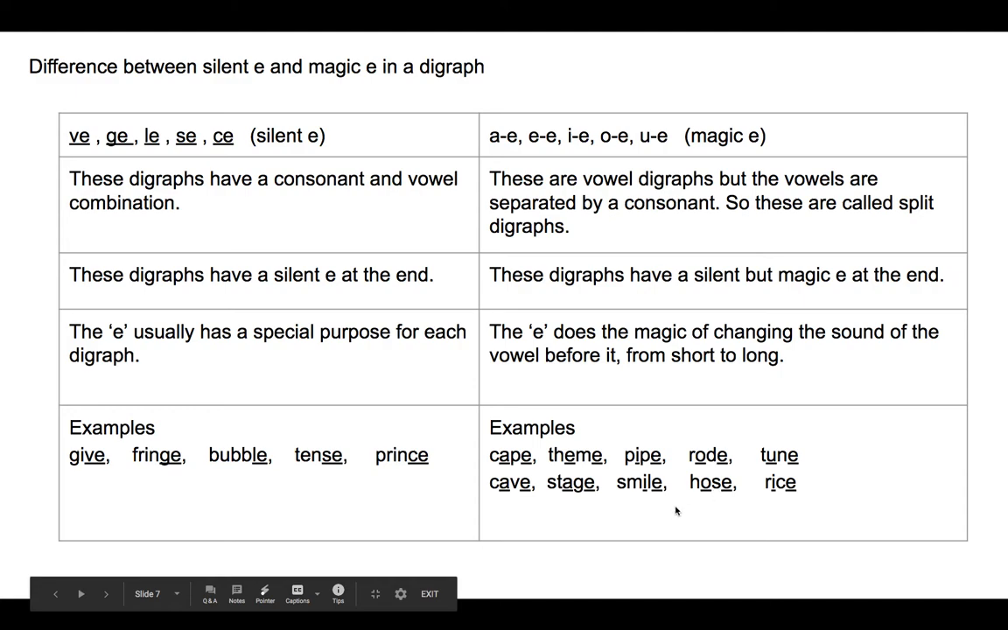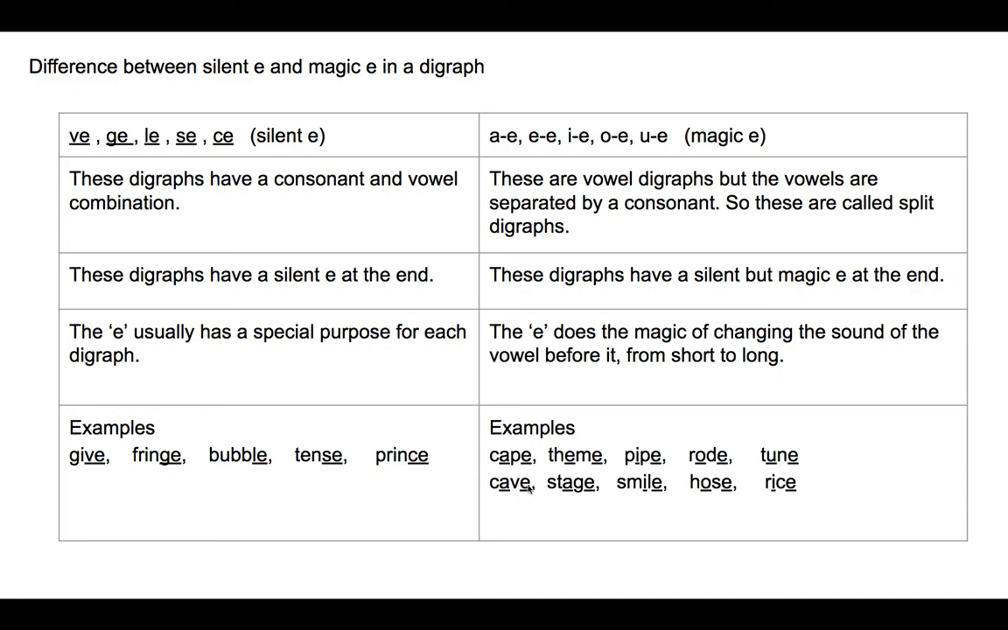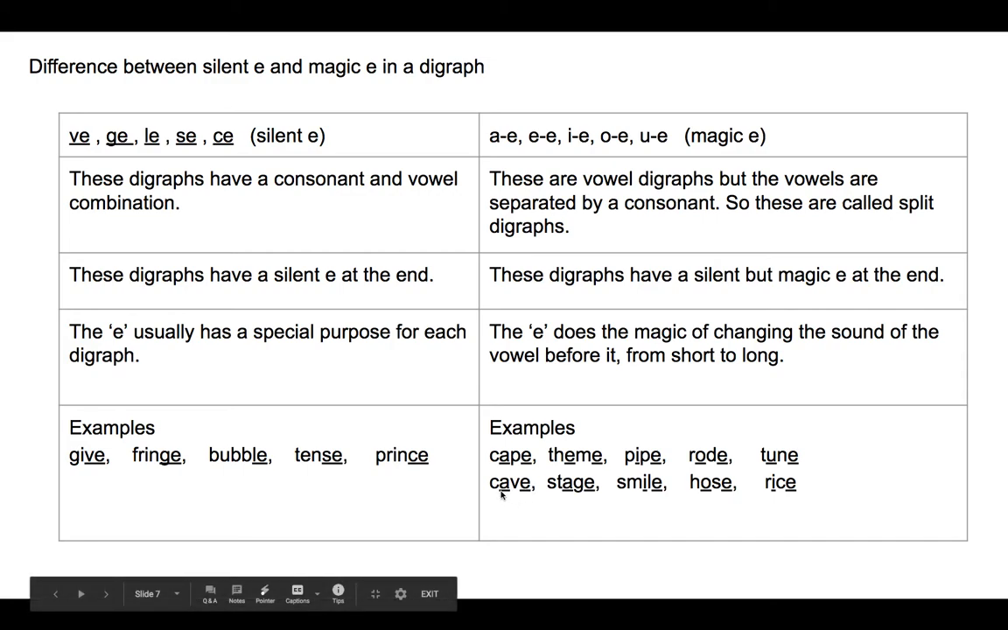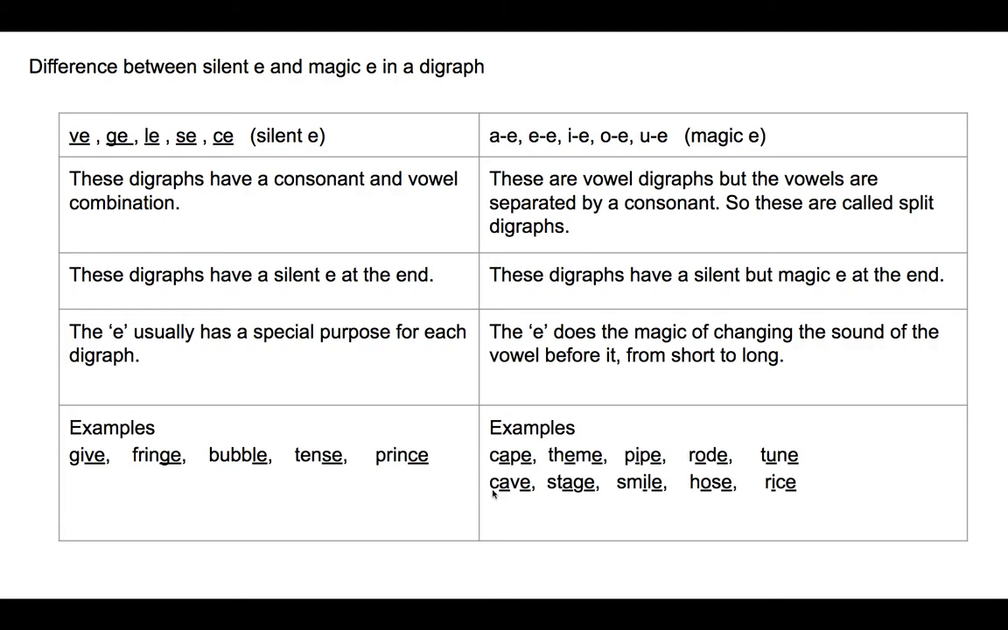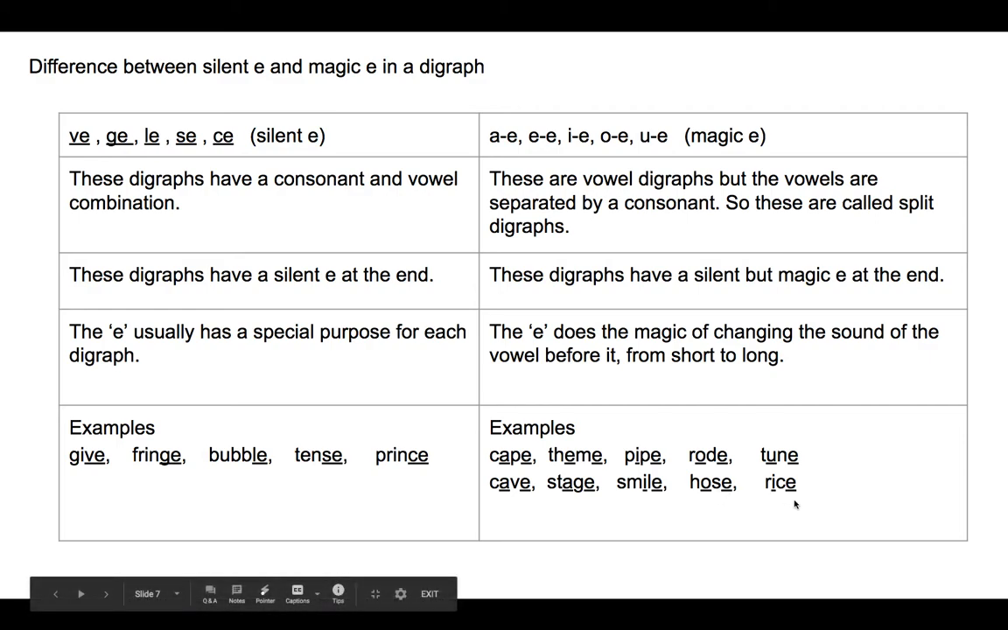In these examples, the magic E also appears to serve the special purpose because it comes after the letters V, G, L, S, C, as in here. But still, it changes the sound of the first vowel from short to long. Cave, stage, smile, hose, rise. So, this is the difference between the silent E and magic E.